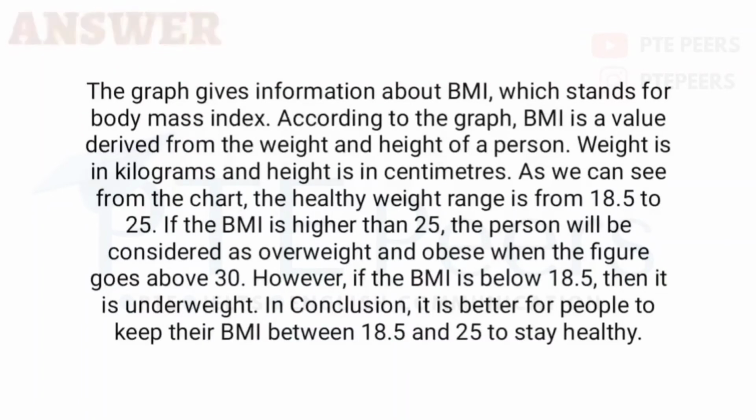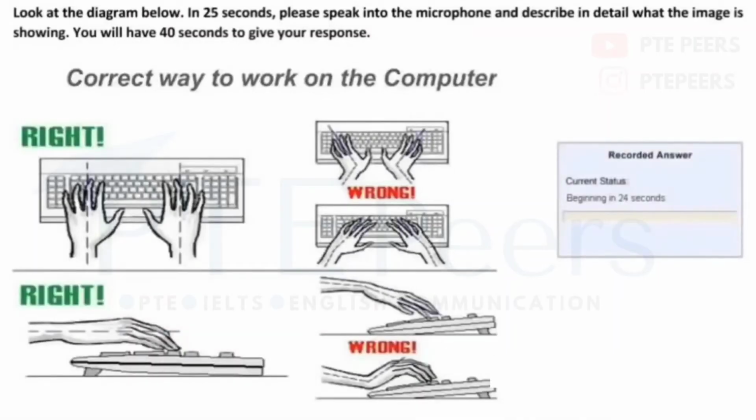As we can see from the chart, the healthy weight range is from 18.5 to 25. If the BMI is higher than 25, the person will be considered overweight, and obese when the figure goes above 30. However, if the BMI is below 18.5, then it is underweight. In conclusion, it is better for people to keep their BMI between 18.5 and 25 to stay healthy.